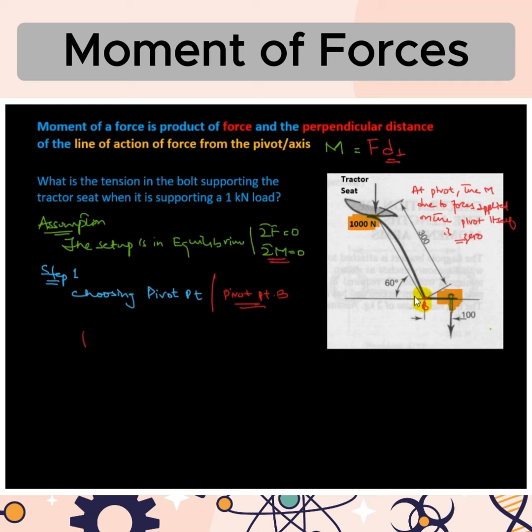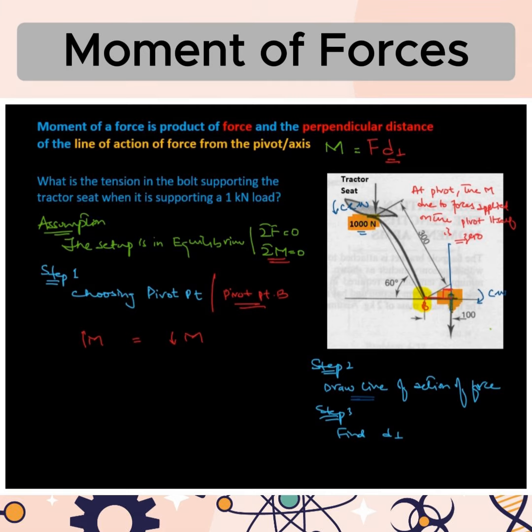Since sum of moments is equal to 0, that means clockwise moments must equal counterclockwise moments, right? From the figure, we can see that the 1000 Newton force creates a moment in the counterclockwise direction about the pivot P, whereas the tension in the bolt creates a moment in the clockwise direction. So let's find the clockwise moment first by drawing the line of action of force following step 2. Here we can see that the perpendicular distance is pretty obvious, and it's already given to us, 100 millimeter. So the left hand side of the equation becomes T multiplied by 0.1.